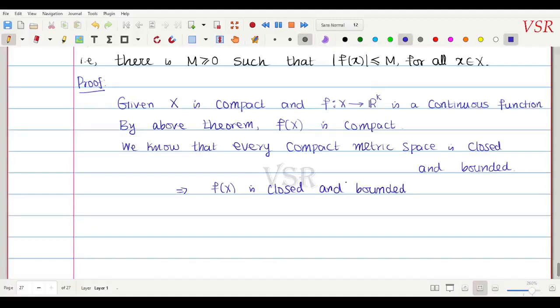Therefore, then there exists M greater than or equal to 0 such that modulus of f of x is less than or equal to capital M for all x belongs to capital X. Okay, so because f of X is compact, every compact set is closed and bounded.